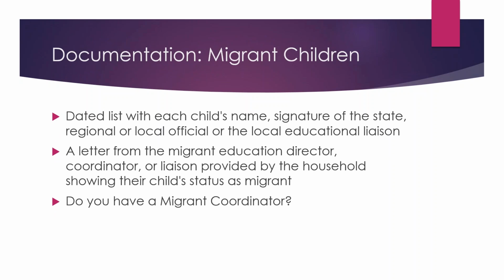And documentation for migrant children, again, you'd be looking for a dated list with each child's name, the signature of the state, regional, or local official, or the local education liaison. You also could accept a letter from a migrant education director, coordinator, or liaison provided by the household showing their child's status as migrant. So again, does your school or your district have a migrant coordinator? If so, they might have this information available for you.